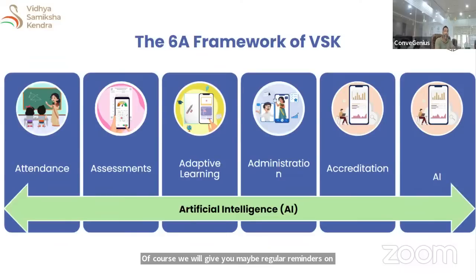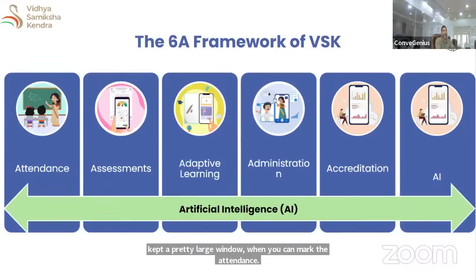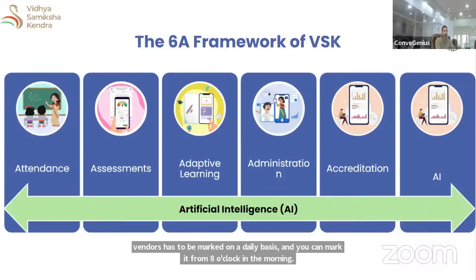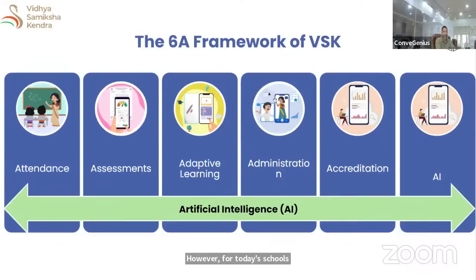And to make it easier for teachers or headmasters to mark the attendance, we have kept a pretty large window when you can mark the attendance. The attendance has to be marked on a daily basis, and you can mark it from 8 o'clock in the morning till 5 o'clock in the evening. However, for day schools, it would be recommended to mark the attendance of your teachers before 12 o'clock. And for the afternoon schools, try and mark it before 5 o'clock. That would help us in getting the data real time.